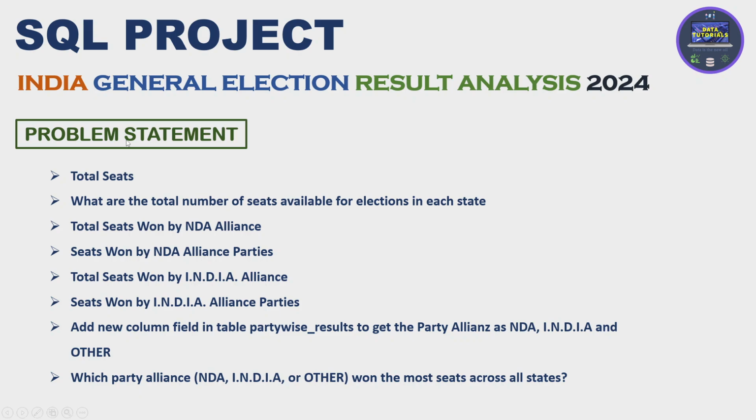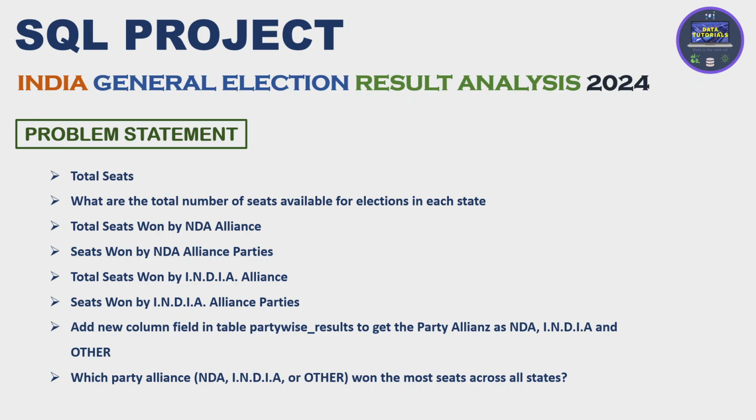Then we are going to see the total seats owned by the NDA Alliance, right? So we know that there were two important or main alliances in India, that is the NDA Alliance, and next is the INDIA Alliance, right? That is I.N.D.I.A. So then we are going to see what are the seats owned by the NDA Alliance parties, right? The NDA Alliance was created by the formation of different parties, right? So they came together and then they formed this NDA Alliance, right?